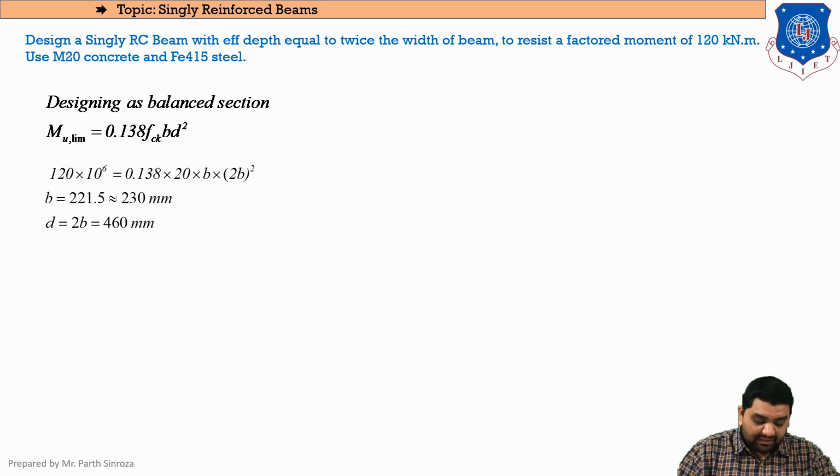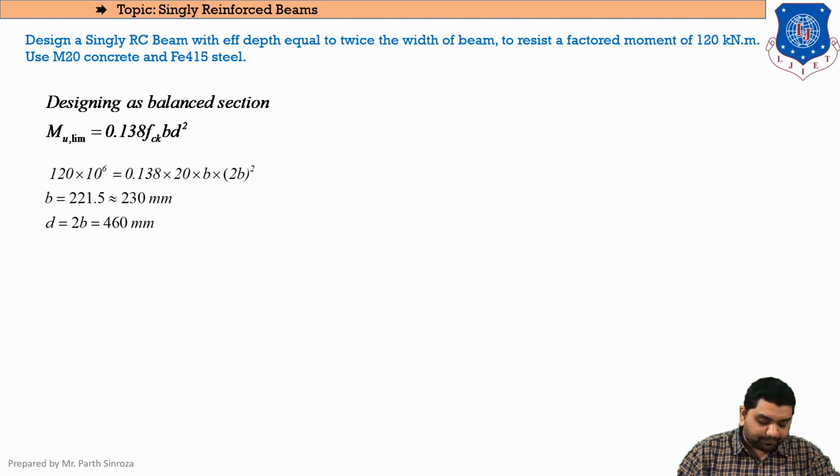B will be capital B, and D we consider to be 2B. Why so? Because it is given that depth is equal to twice the width of the beam. Therefore D equals 2B. So our entire equation falls into a single variable, that is B. So B here will be 221.5. Now keep in mind, whenever you are designing something, the dimension should be a whole number, a round figure. You can't construct a beam with a width of 221.5. So whenever we are designing something and providing dimensions, the values should be proper whole numbers.